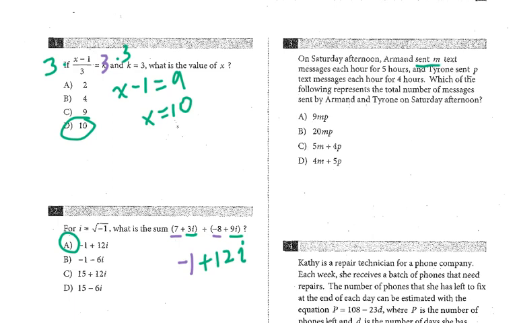For number 3, one guy sent M text messages each hour for 5 hours. The keyword is each. That means you have to do multiplication, so you get 5M. And another guy sent p text messages each hour for 4 hours. That means you need to add 4p. That's the total number of messages they sent out. So the answer will be C.